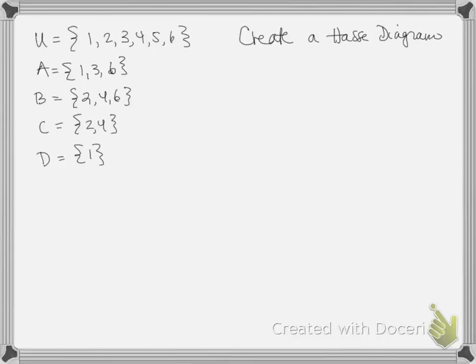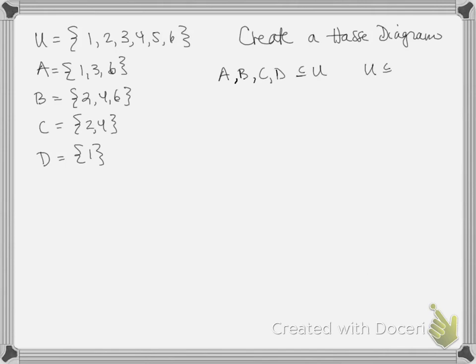Here's an example. We want to create a Hasse diagram using containment. So I have sets U, A, B, C, and D. And first thing I want to do is write out the relationship with containment for these sets. So U is the universal set, meaning everything is contained inside it. So A, B, C, D are all contained in U.